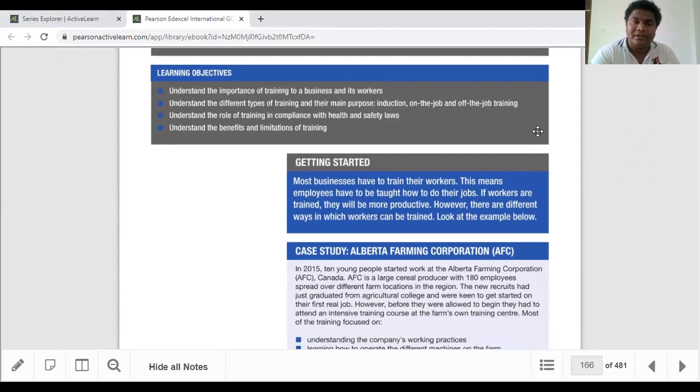Also really important is the practical aspect, because one day when you are starting your career somewhere in the corporate world, you have to undergo one of these training types, either induction training, on the job training, or off the job training. So we'll see what is actually the meaning of training.